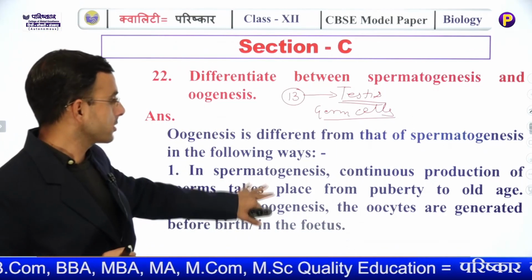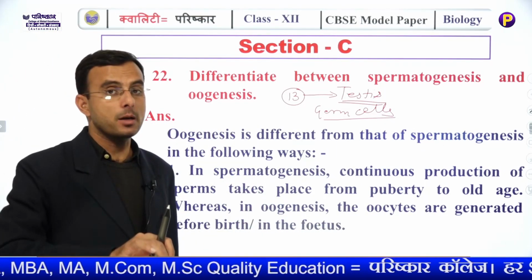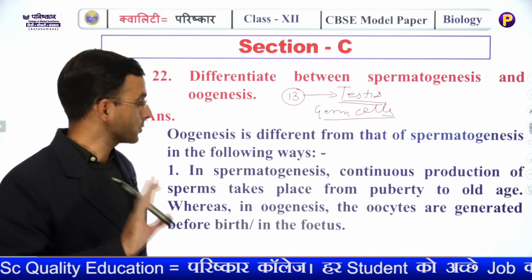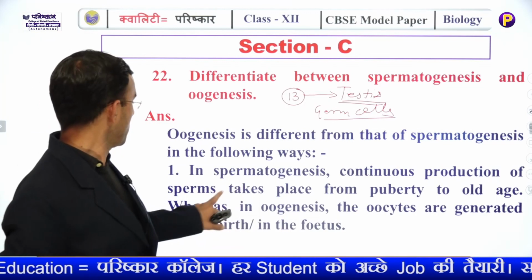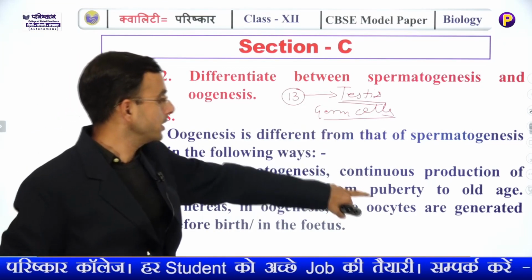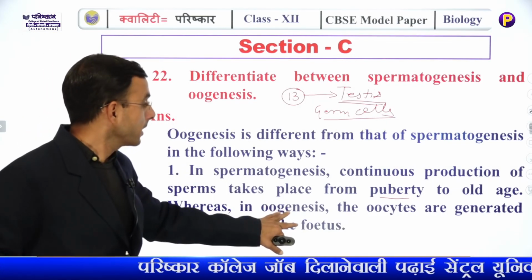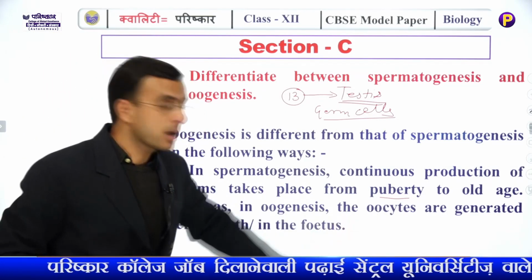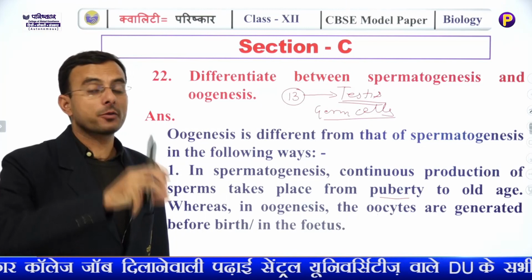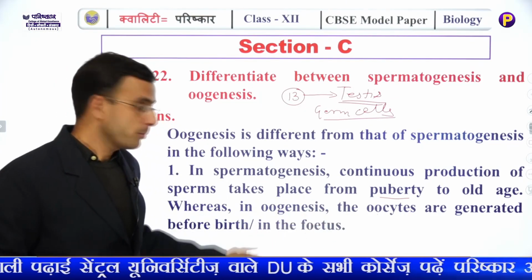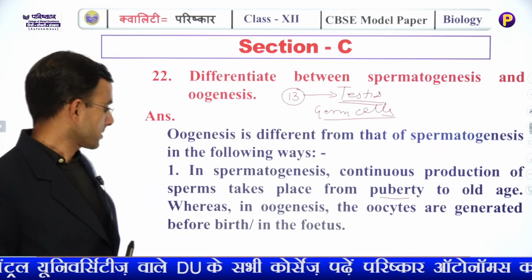In spermatogenesis, germ cells are present in the testis but are not converted into sperm until the stage of puberty. On the other side, in oogenesis, all the oocytes, a fixed number of cells, are formed before the birth of the fetus.